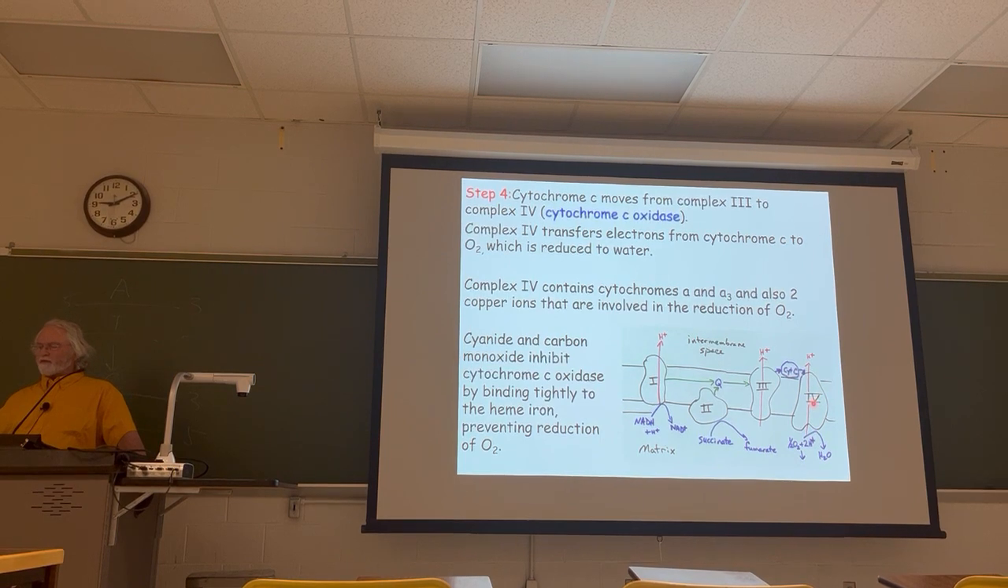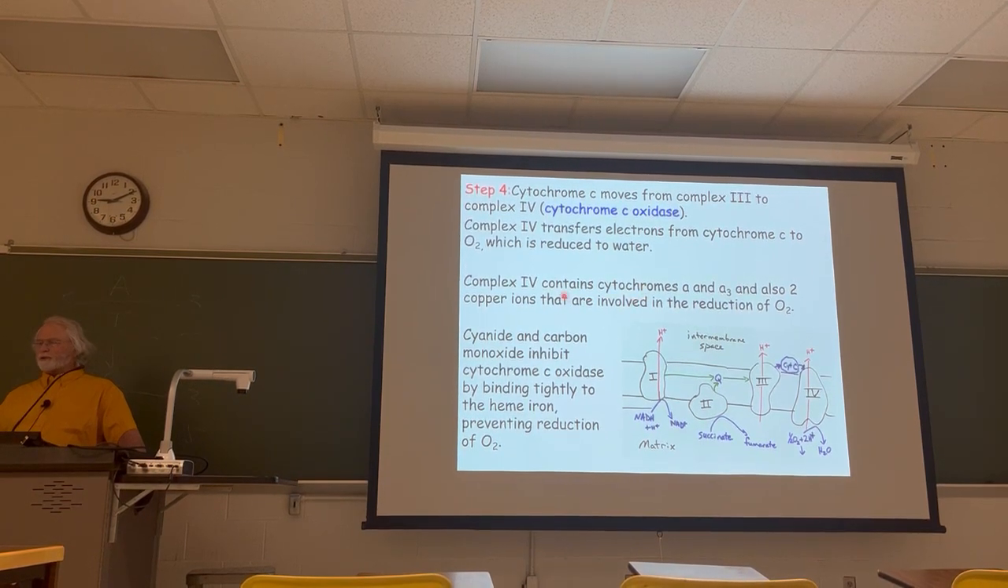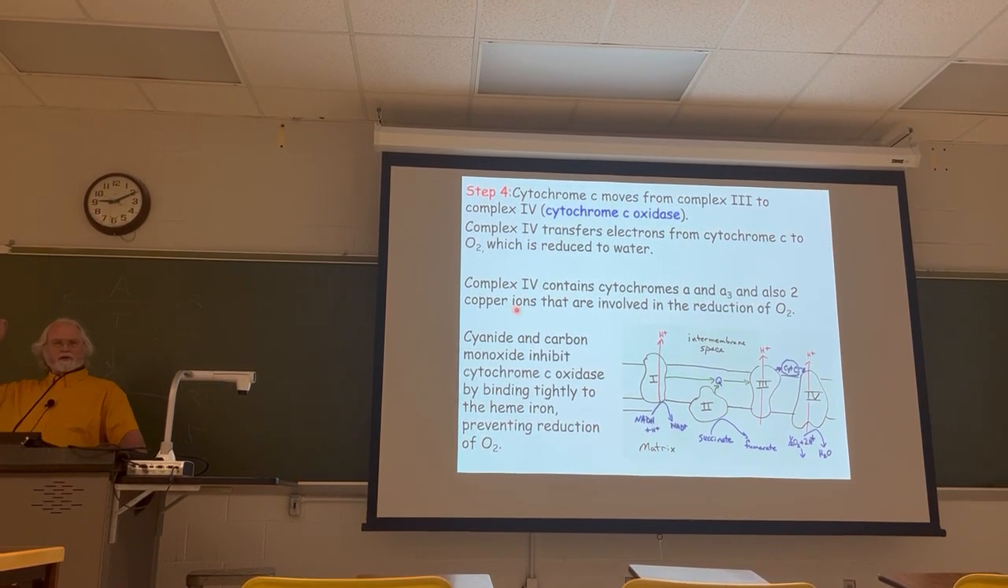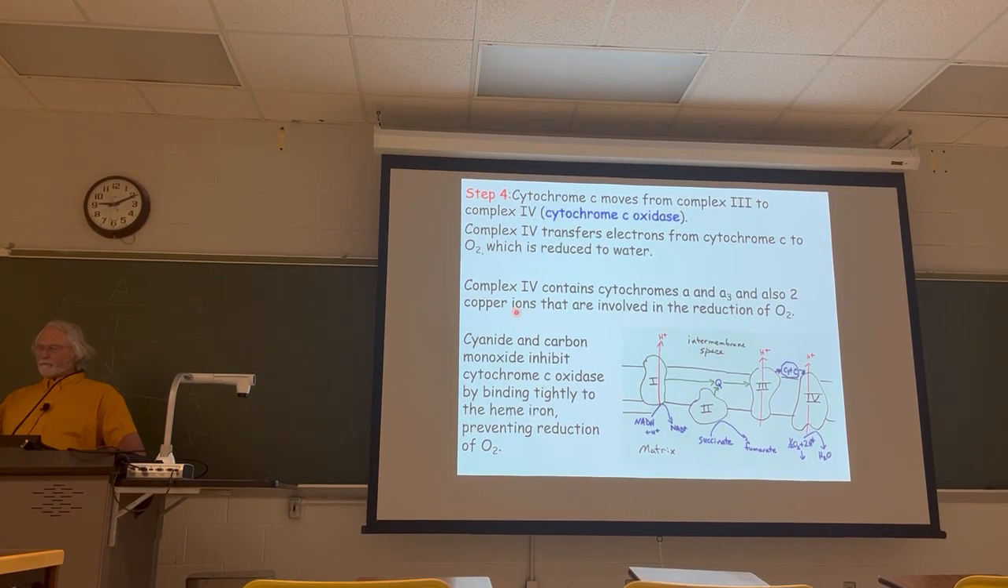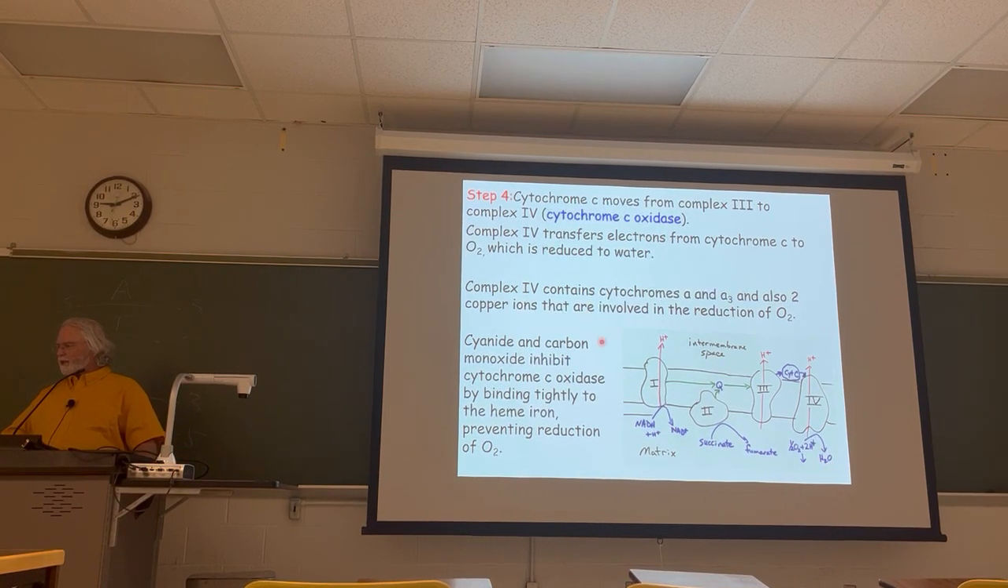Cytochrome C oxidase, complex 4, has in it cytochromes, which are molecules that are related to heme, that are in hemoglobin. They have an iron that's involved in electron transport. And finally, also some copper ions. So we have electrons moving through a series of steps from those cytochromes to copper ions and finally to oxygen to make water. So this is a very important step in the electron transport chain. Step 4 oxidizes cytochrome C and reduces oxygen.